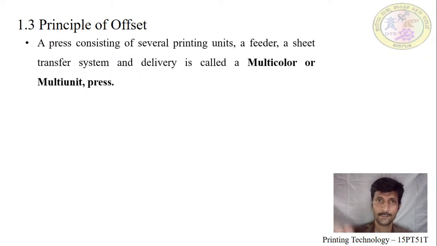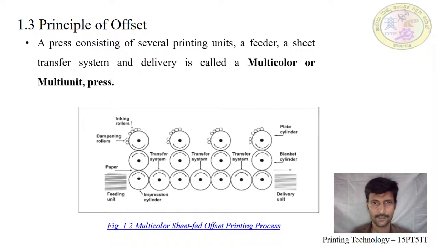Okay. In multicolor printing, there are several printing units, like we previously saw one printing unit. Similar to that, we have multiple units of printing machines, each having a different color of ink to print multicolor, called a multi-unit press or multicolor printing press. Now first I will explain this diagram, then I will show you the video of how the multicolor sheet-fed offset works.